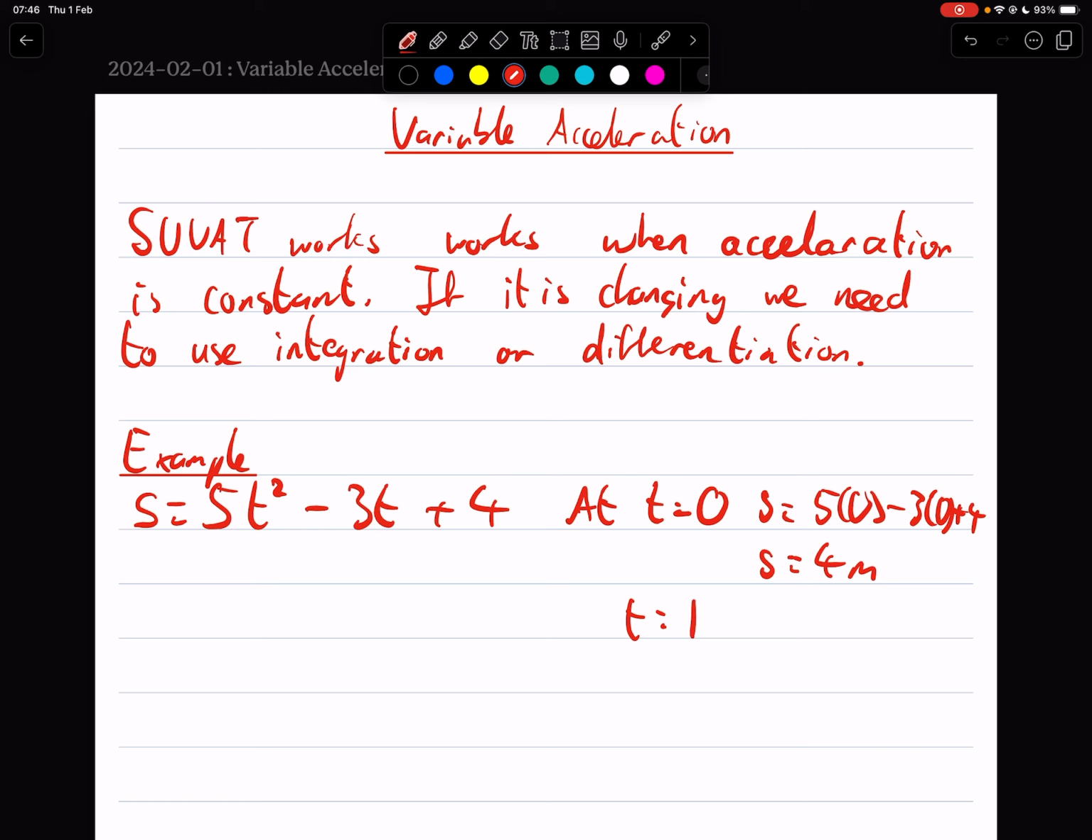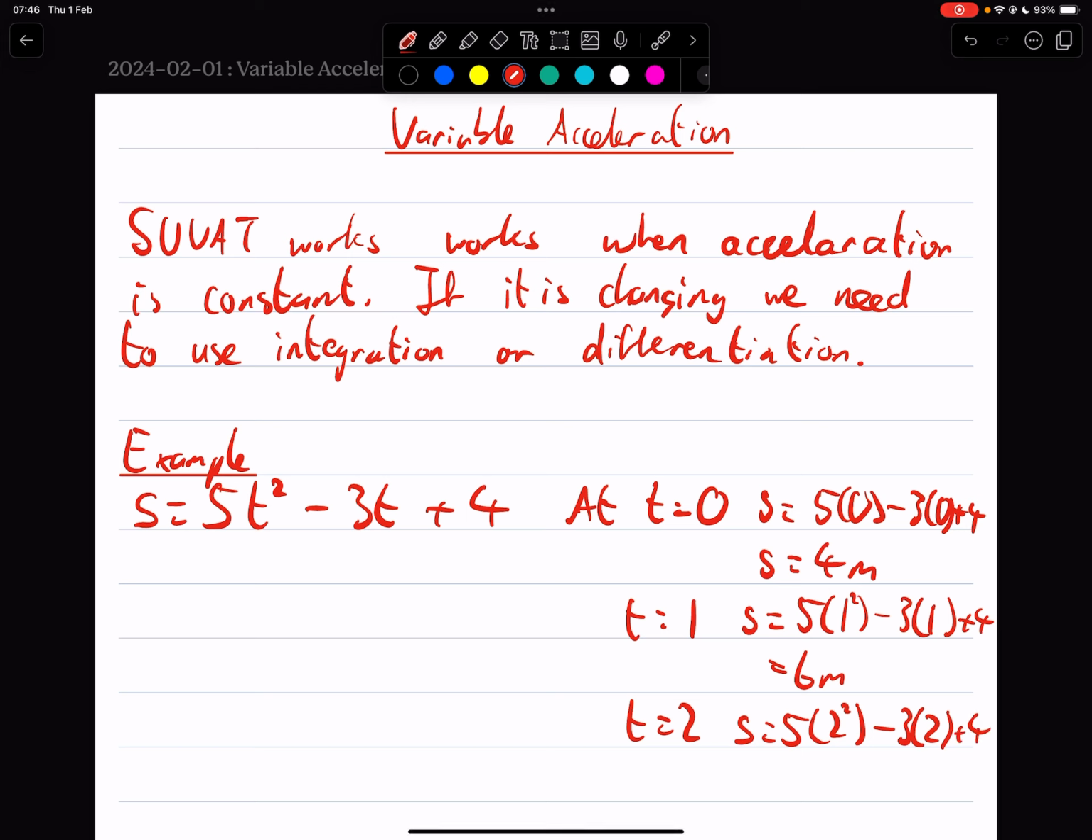Whereas when t is 1, S would be 5 lots of 1 squared, which is 1, minus 3 lots of 1, add 4. So that'd be 5 take 3, add 4, which is 6 meters from the origin. And t equals 2, you'd carry on and get 20 take away 6, add 4, which is 18 meters from the origin. It might not necessarily be meters, it could just be 18 centimeters or any other unit. That's basically how that equation is used. So as t changes, it tells you the position.